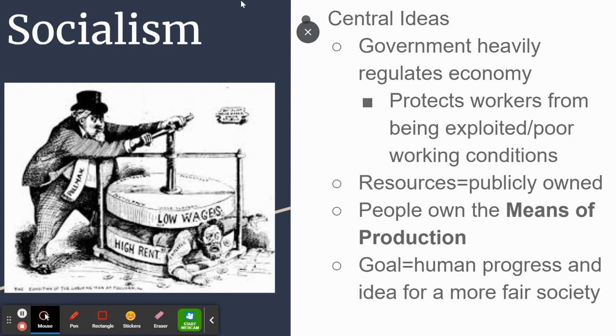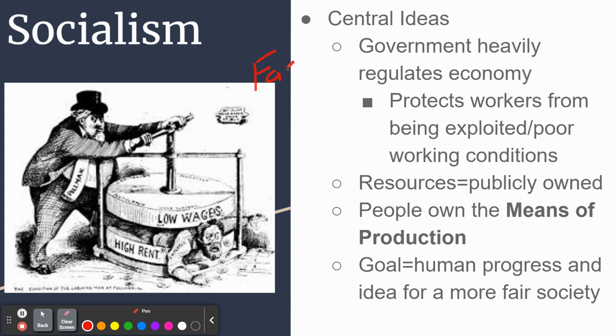Our last system we're going to go over is socialism. Socialism and capitalism do not get along. They will quite literally fight each other to the death. So the central idea of the socialists is the government heavily regulates the economy. The government is making lots of laws about the economy to make it fair. You should definitely note and make your own note that the goal of socialism is making everything fair.